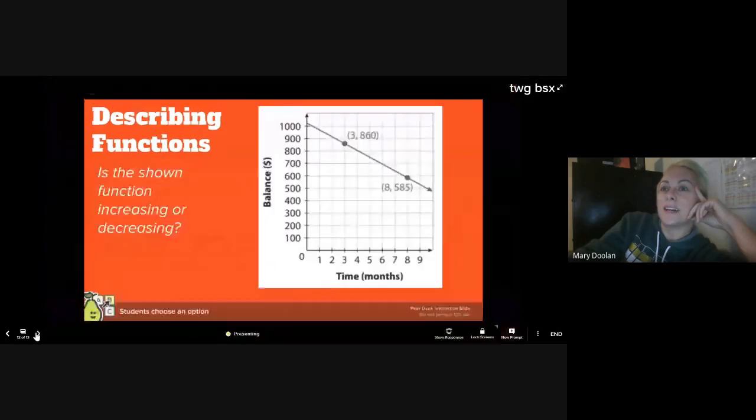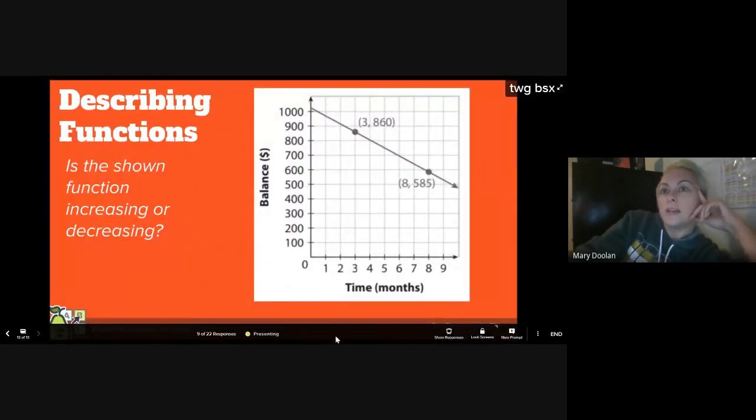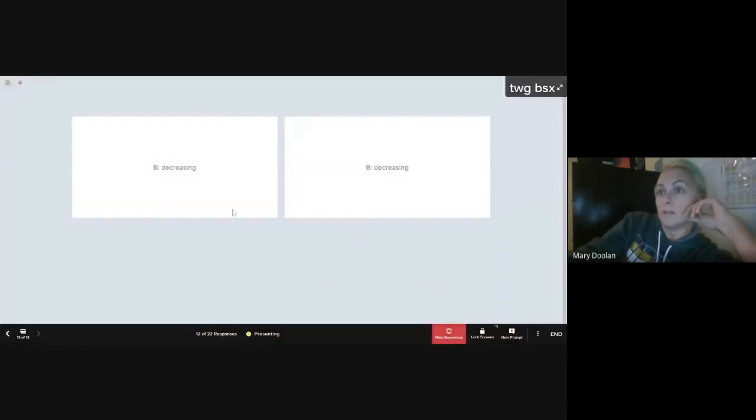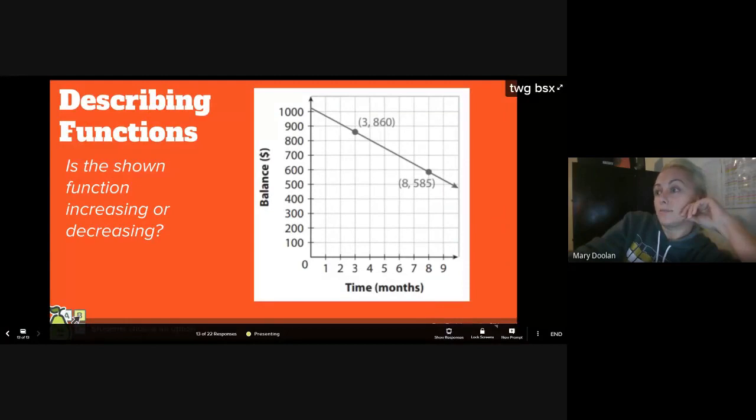All right, and then the last one you had to do, slide 13, is the shown function increasing or decreasing. Okay, so think about slope. This line would have negative slope because as you go from left to right, you're going downhill. Negative slope and a decreasing function are one and the same, so it's decreasing.